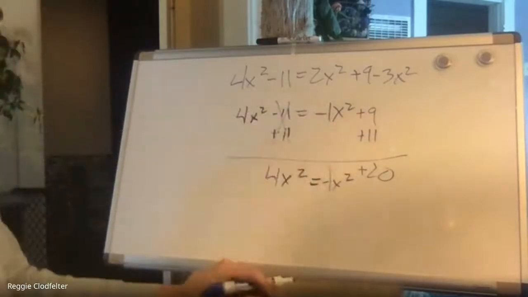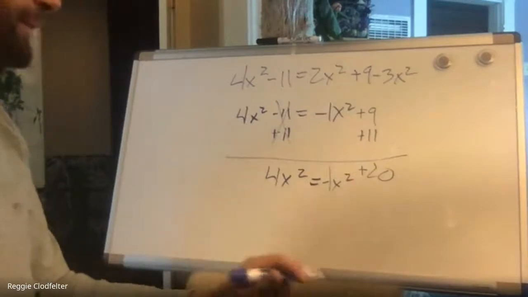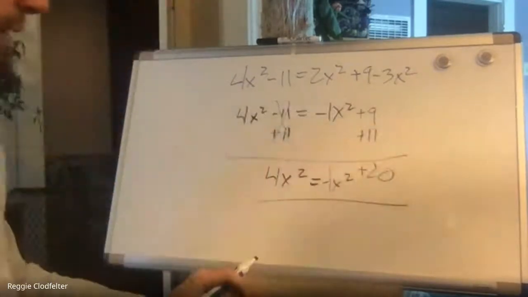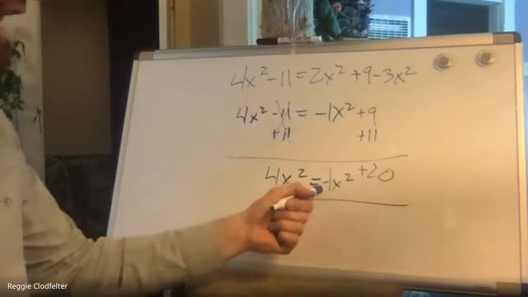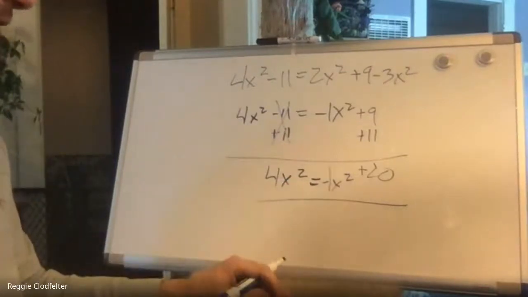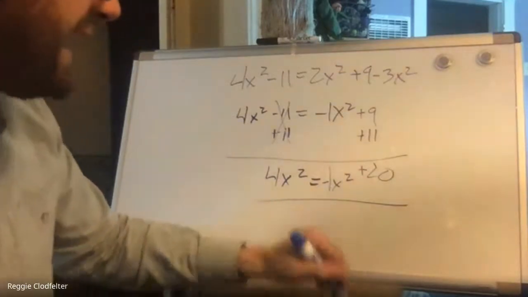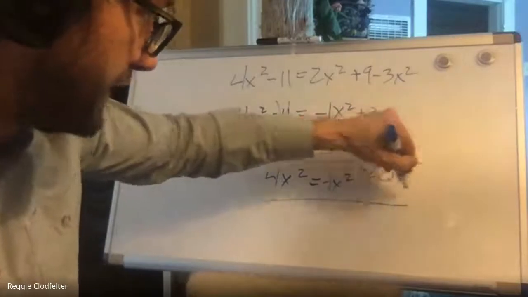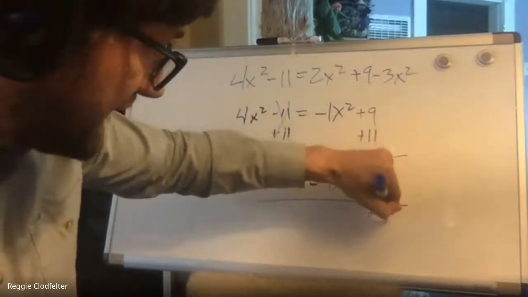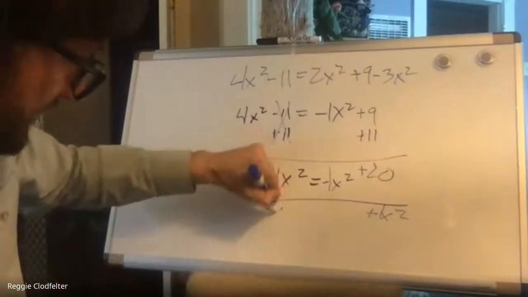It's the same thing. So now I want to get my x's on one side. So I have negative 1x squared plus 20 equals 4x squared. If I have a negative 1x squared and I want to get rid of that, I can just add 1x squared. So I'm going to do plus x squared, or 1x squared. It's the same thing to both sides.